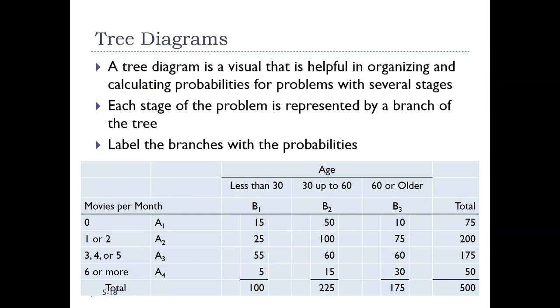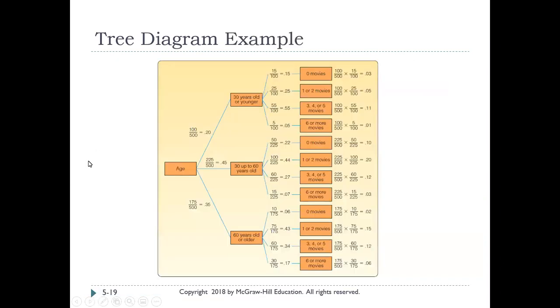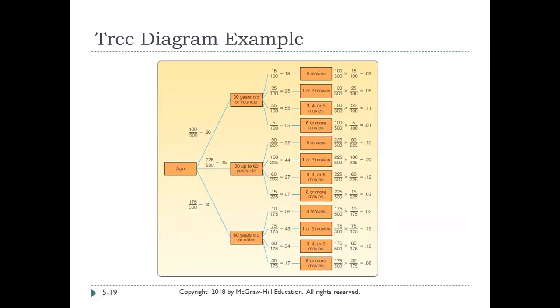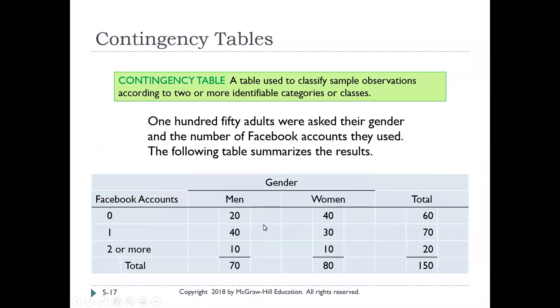Another way we can display this is with a tree diagram. We can make up a contingency table, and then we can plot it, right? So you can have age, broken up here: 30 years old or younger, 30 to 60, and 60 or older. This corresponds with your age groups here, and then you can keep breaking this down. So this is one way to do this. I want to focus a little bit on this Facebook accounts table. We're going to come back in a second and do a numerical example.